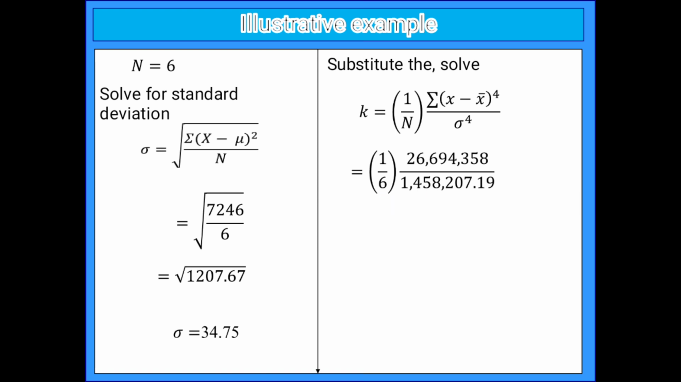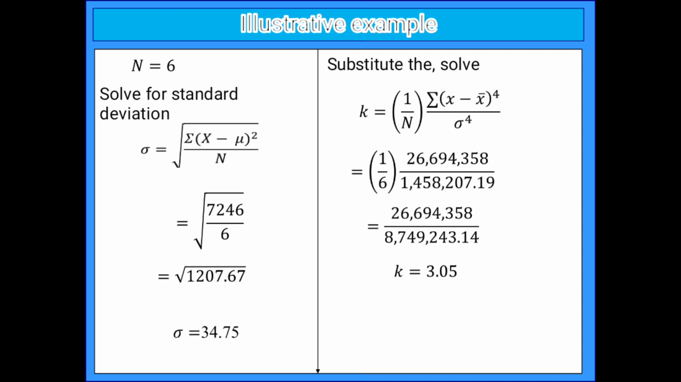Then we're going to multiply 6 to the denominator, and we get 26,694,358 divided by 8,749,243.14. Make sure that when you're getting a decimal number, it is rounded off to the hundredths. Once you solve this, you are going to get the value of 3.05. Our measure of kurtosis will be 3.05.